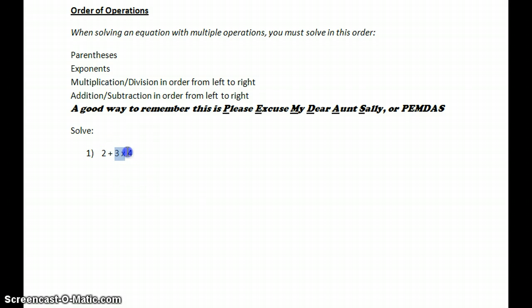So I have to solve this 3 times 4 first. I don't solve the 2 plus 3. So if I solve 3 times 4 first, I get 12, and then I tack on that 2. So I have now 2 plus 12, and I have nothing left but that addition, so I have 2 plus 12 give me 14. Pretty straightforward. It's when you start getting equations that are a little bit more detailed.